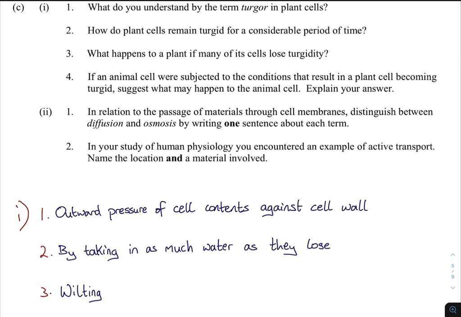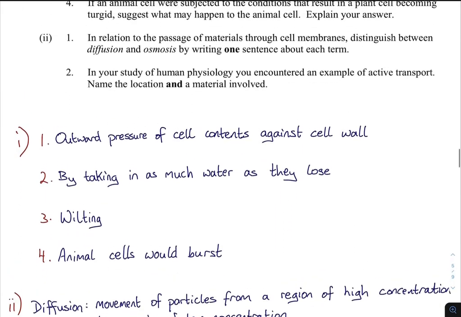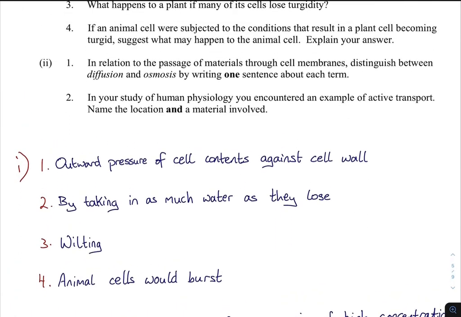And if an animal cell were subjected to the conditions that resulted in a plant cell becoming turgid, what would happen to the animal cell? And explain your answer. Well, it will burst. It has no cell wall. So, burst, no cell wall present.